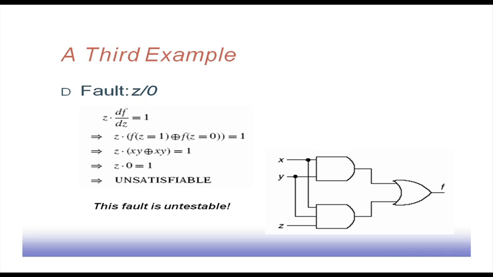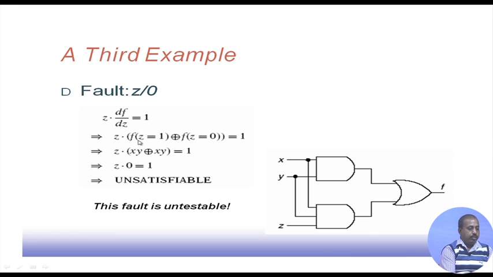Another example, suppose we want to check z stuck at 0. Again the same, z df/dz should be equal to 1. df/dz is given by f with z equal to 1 and f with z equal to 0. If z is stuck at 1, you see that this AND gate becomes a 2 input AND gate, xy, and this z, if z is 0, then it is definitely 0.